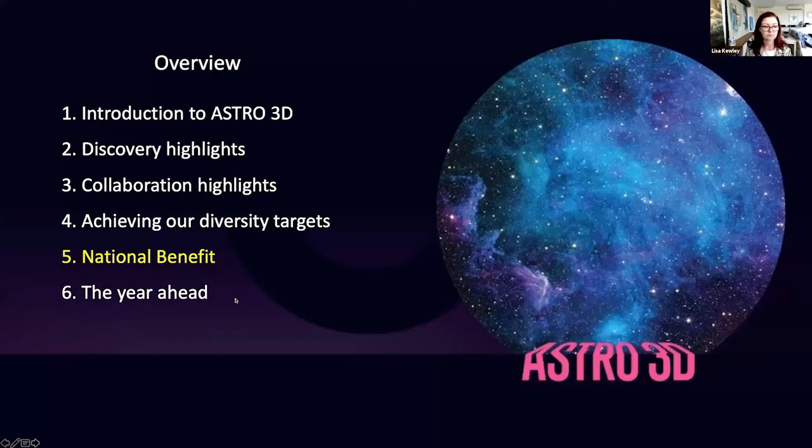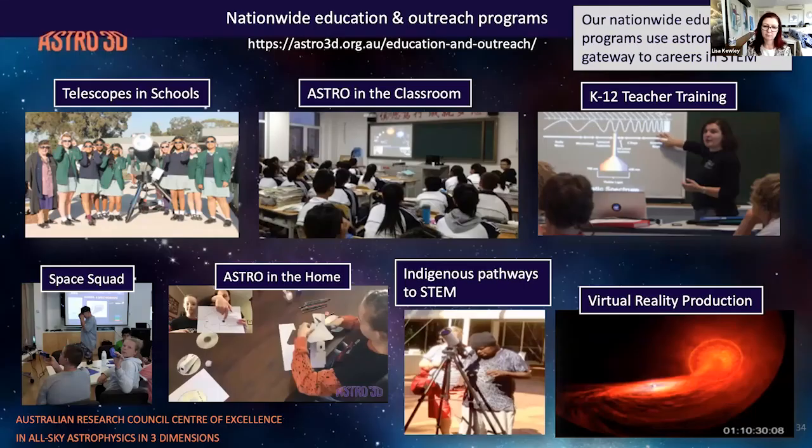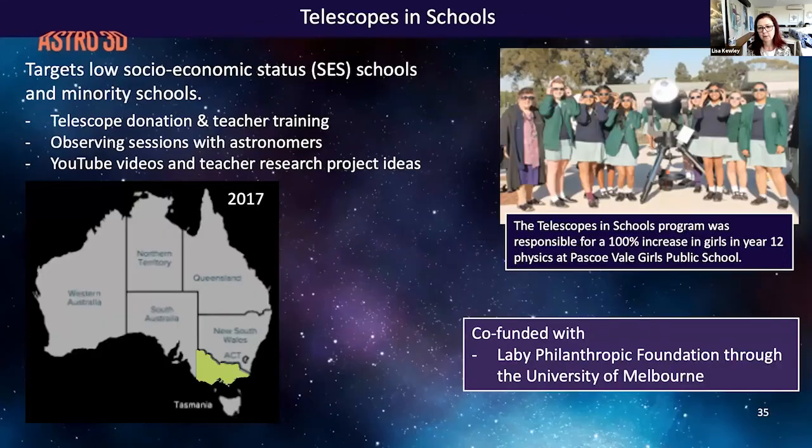Now I'm going to shift gears and talk about the national benefit of the centre, and in particular I'm going to focus on our education outreach programs. We've made some really tremendous progress over the last year in these programs, and I'm going to focus first on telescopes in schools. This is a program that was originally operating at University of Melbourne before ASTRO 3D started. And we saw really a lot of potential in bringing this nationwide as a model for a telescopes in schools program, because it was very successful in increasing the fraction of girls entering physics in public school, as well as then going on into science areas in university.